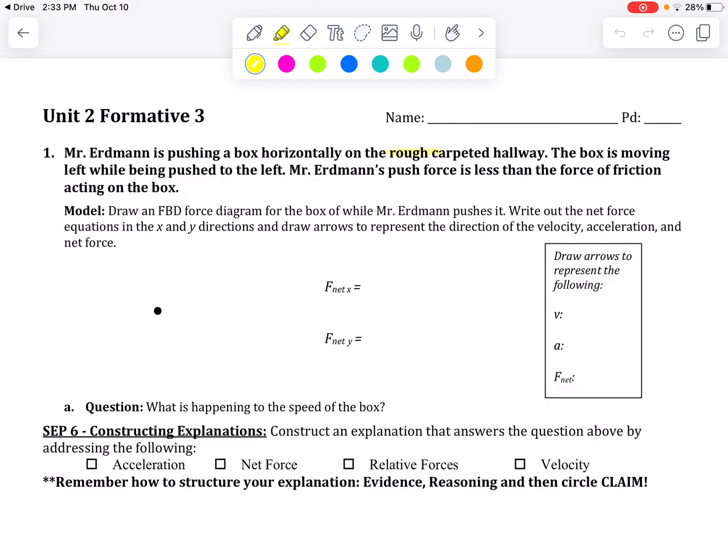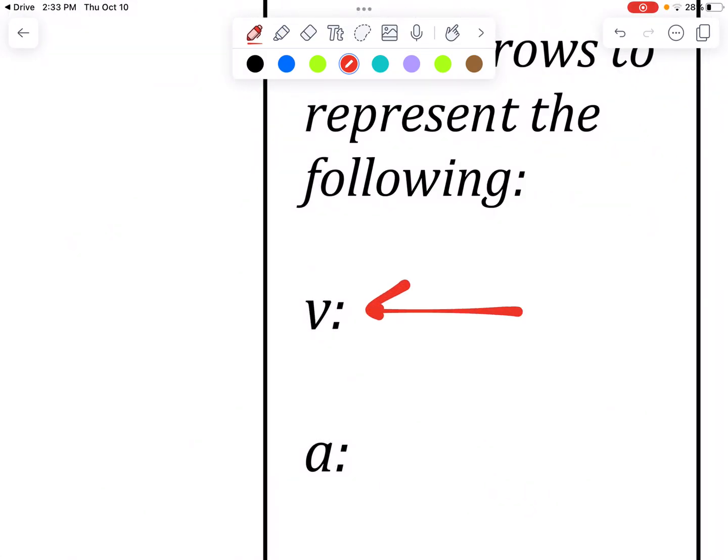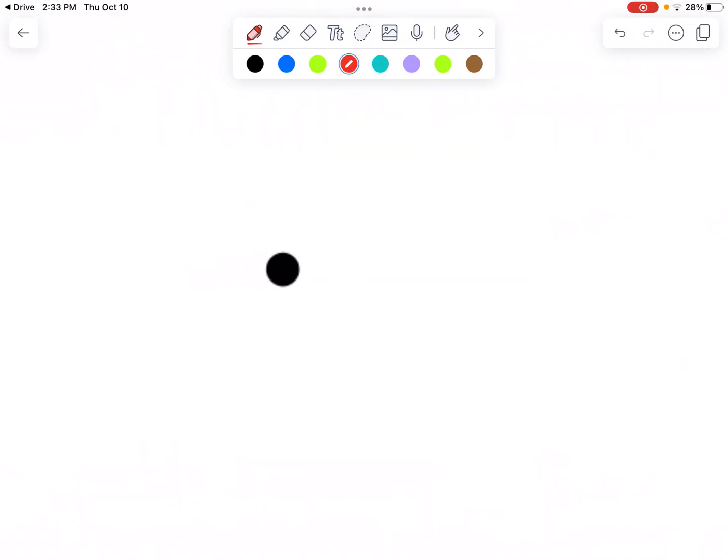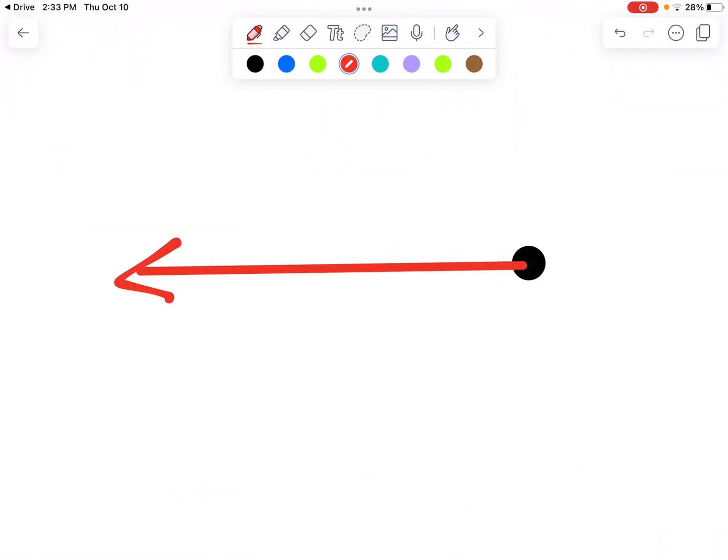So rough carpeted hallway, that's important. The box is moving left. So when I read that, what I like to do is fill in my diagram as I go. Because I know the velocity is to the left because the box is moving left, I just fill that in. Then it's being pushed to the left. So now I'm going to go into my FBD and draw a push force to the left.